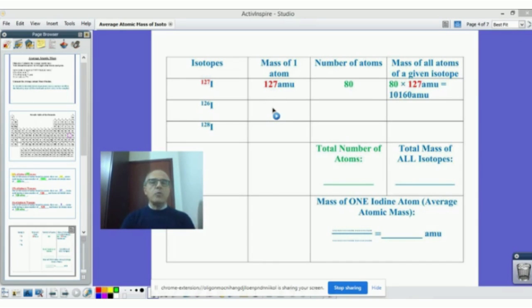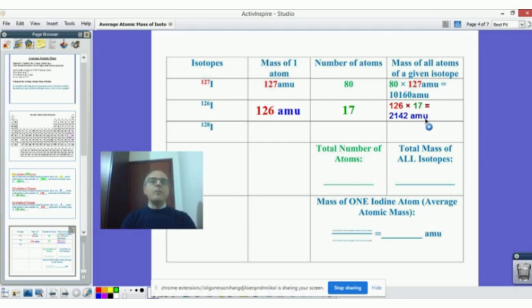So I-126 means the mass of one atom is 126 AMU. The number of atoms is equal to 17, as we saw in the previous page, and the mass of these 17 atoms must be equal to 2,142 AMU.